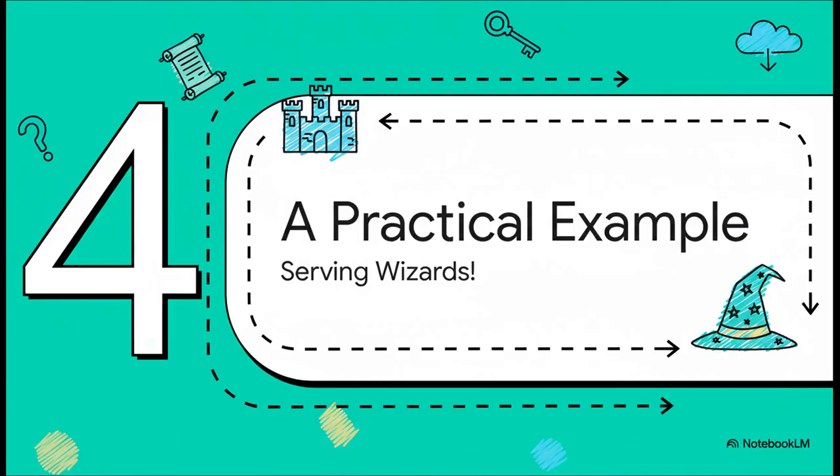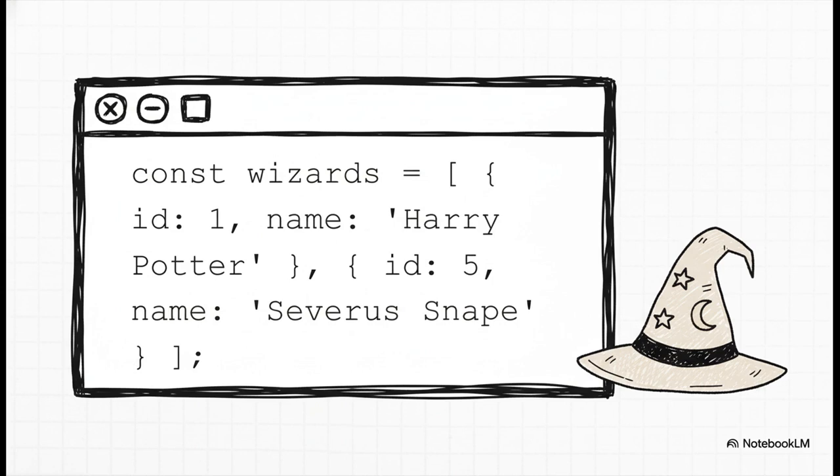All right, theory is done. Code basics are done. Let's put it all together in a complete practical example that's just a little bit magical. We're going to build an API endpoint that serves up a list of wizards. First things first, we need some data. Now, in a real-world app, this would probably be coming from a database, but for our example, a simple JavaScript array of objects is absolutely perfect. As you can see, we've got a couple of wizards, each with an ID and a name. This is the information we want to make available through our API.